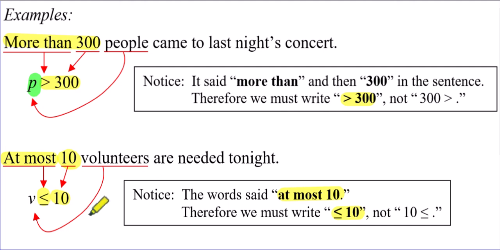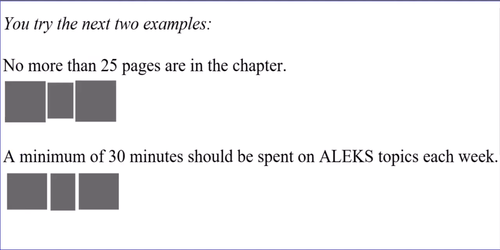Now, something has to go on the left, and again, a variable is going to make sense. Do we know the exact number of volunteers that are needed tonight? No, we do not. So we're going to call that our variable V for the volunteers. Okay, let's have you try two real quick on your own. Hit pause, do the next two sentences, writing algebraic inequalities, and then hit play when you're ready to see if you got them right.